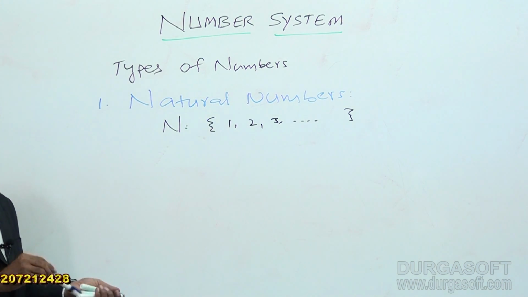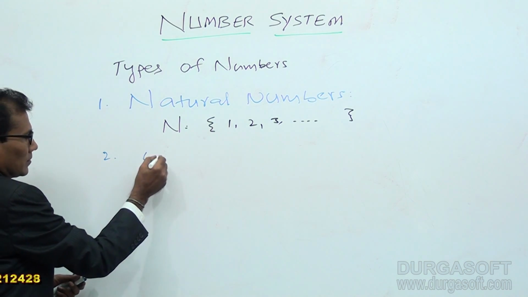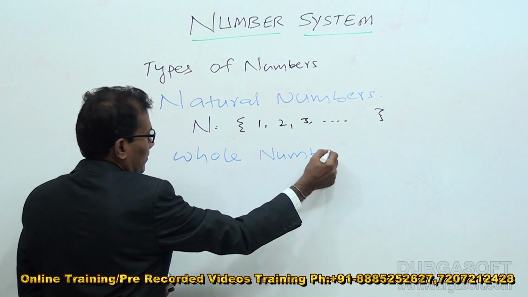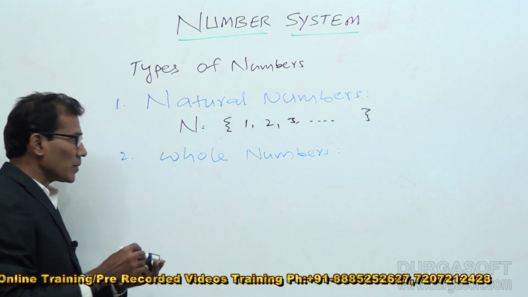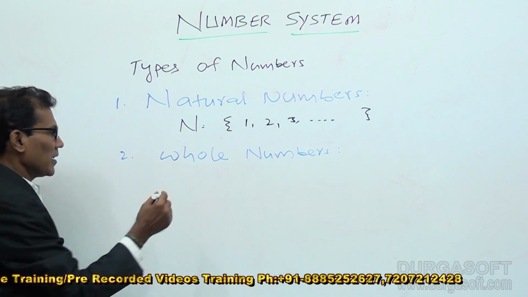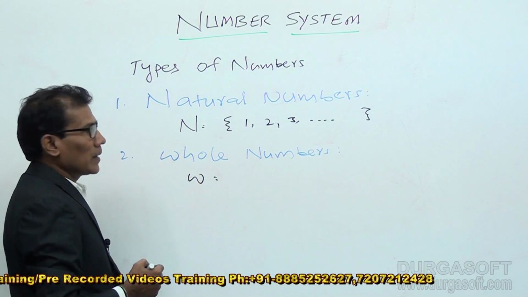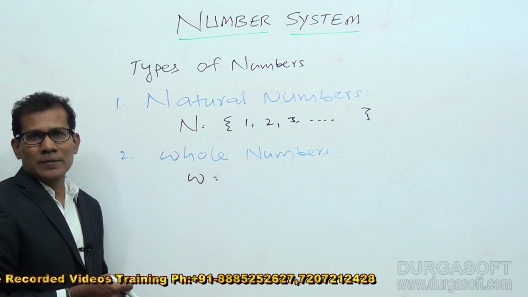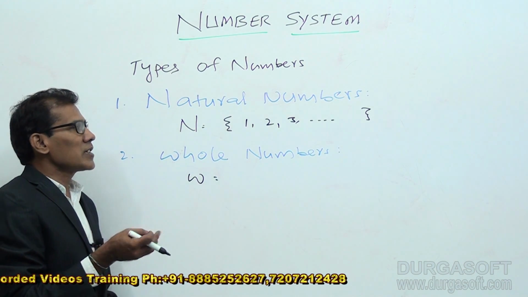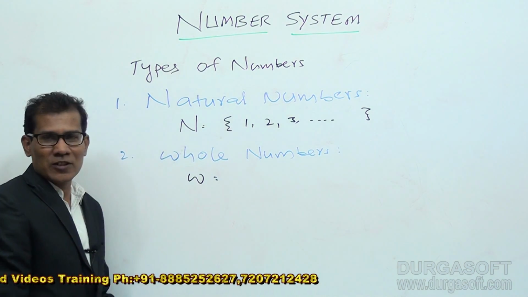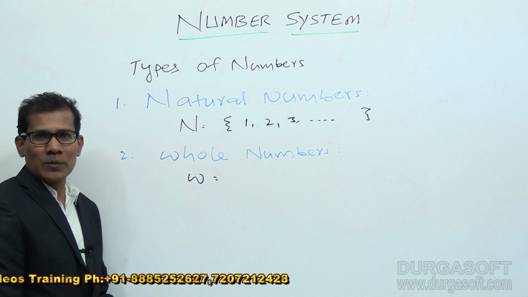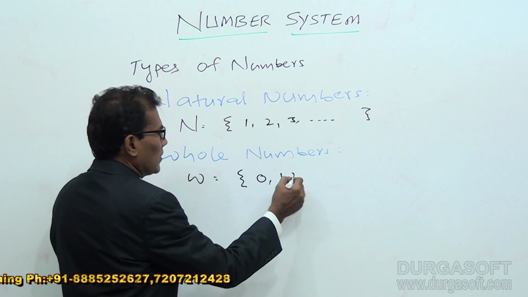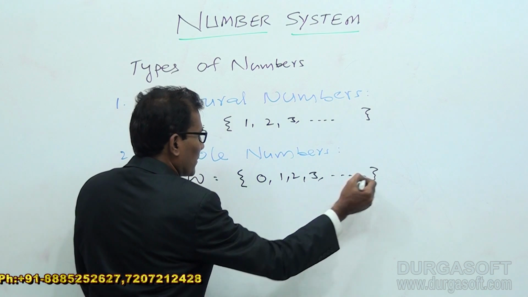And next, whole numbers. What are whole numbers? Whole numbers are denoted by W. Natural numbers are from 1 onwards, 1, 2, 3 and so on. Just add one more, 0, to the system of natural numbers, and it will become whole numbers. Means whole numbers start from 0: 0, 1, 2, 3 and so on. These are the whole numbers.